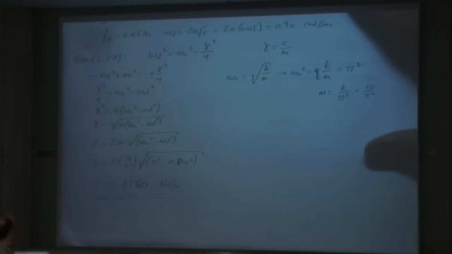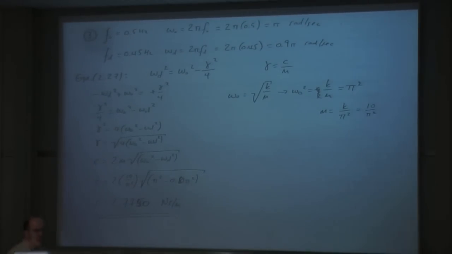Okay, so what we've done, we're given two things in the question. We said, free oscillation, the frequency is 0.5 hertz. I've worked out the version in radians per second. When there's damping, the frequency is 0.45 hertz. So I've worked out the damped natural frequency in terms of radians per second. Equation 2.27 in the book defines omega d squared as omega naught squared minus gamma squared upon 4. We know that gamma is C upon m, and what we're looking for is C.